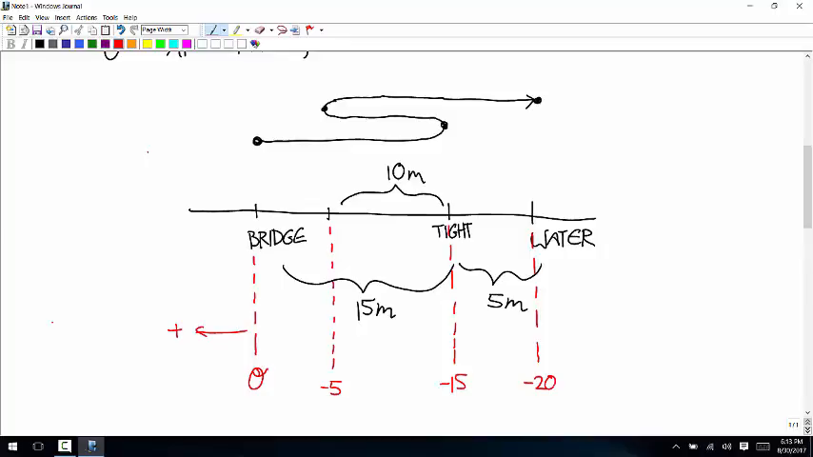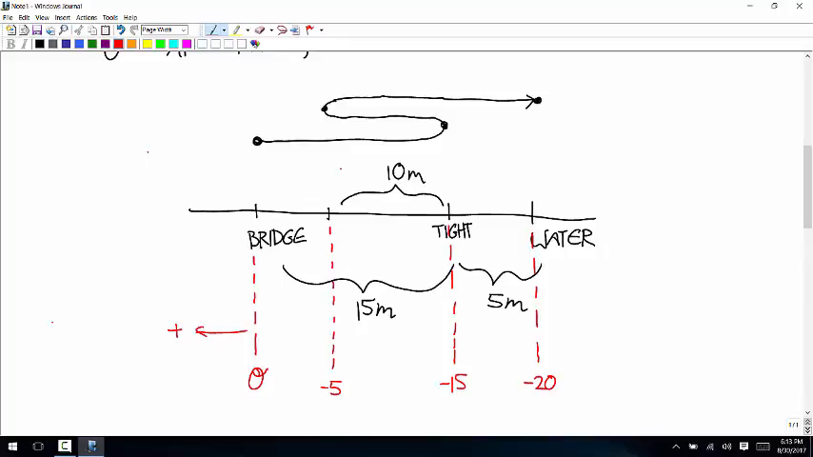And now that we have all these, we're just reading these numeric values that we assigned on this motion. So he starts out here at 0, and then the next location we know he's at position negative 15. Then he's at position negative 5. Then he's at position negative 20.